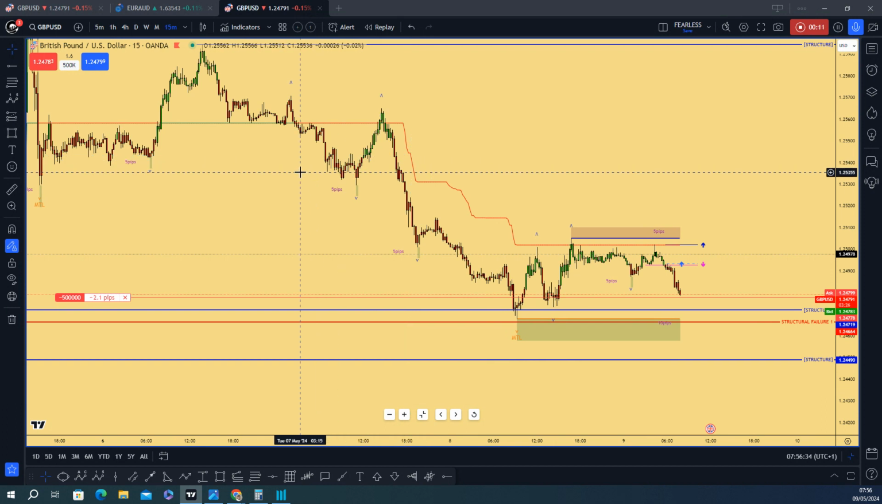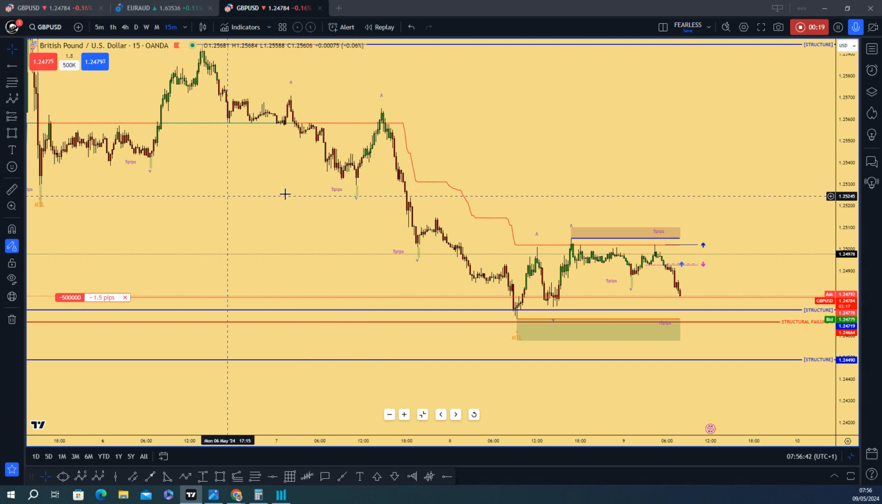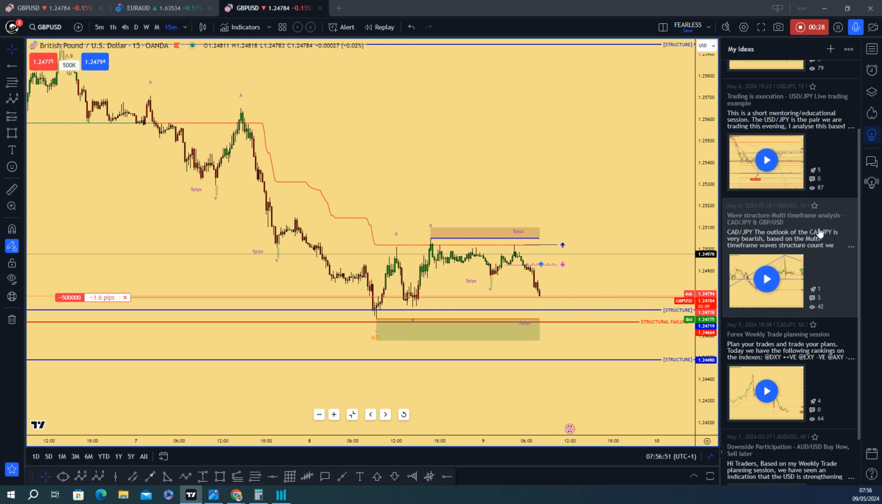Okay, this is the pound US dollar. What we're doing this morning is we have two expectations on the pound US dollar. I posted a trade, I think it was on Tuesday. That was the update, and the multi-time frame analysis on the pound US dollar and the US dollar Japanese yen.